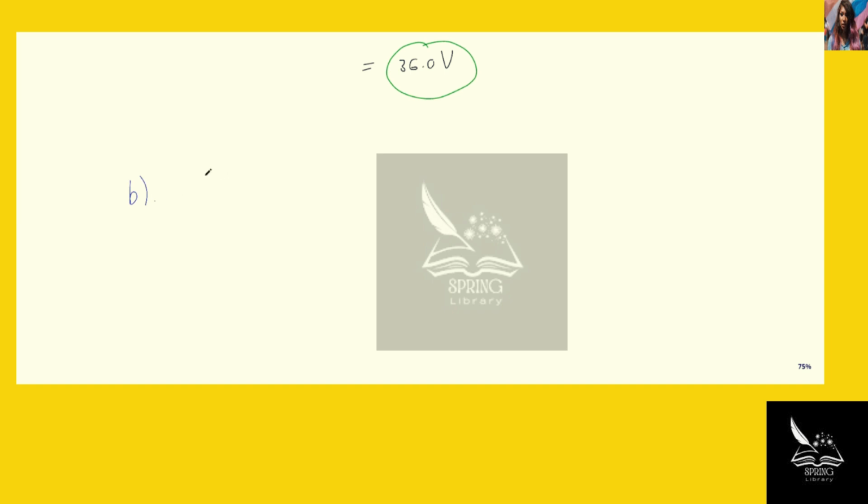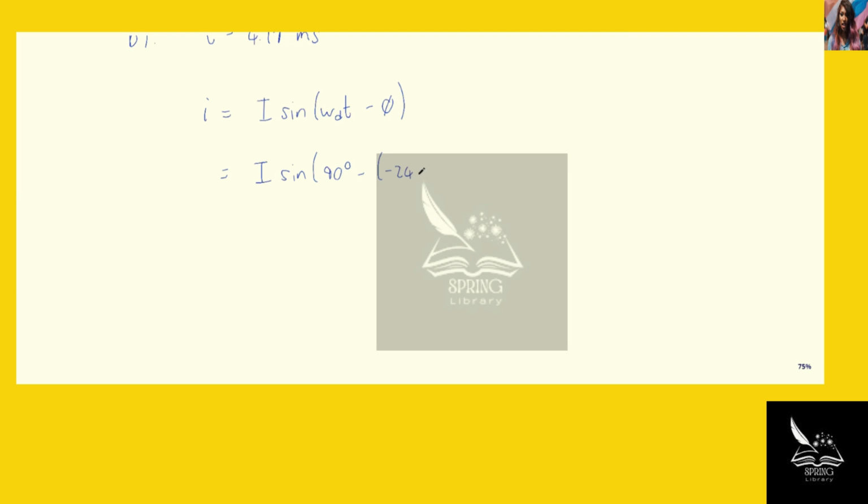Now, for part B, when t is equal to 4.17 milliseconds, then the current I is equal to I sine of omega d times t minus phi, which is I sine of 90 degrees minus 24.3 degrees, which is 0.164 amperes times the cosine of 24.3 degrees.